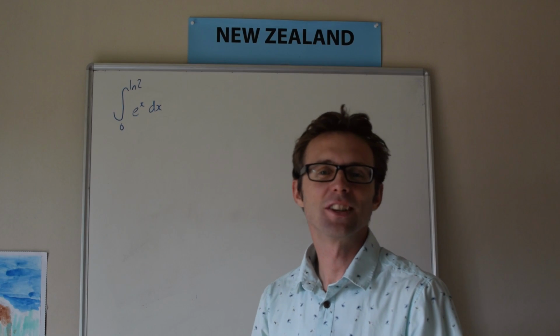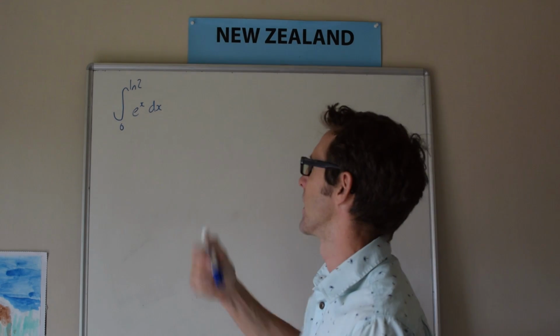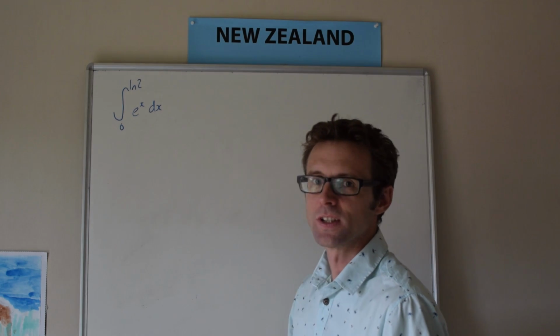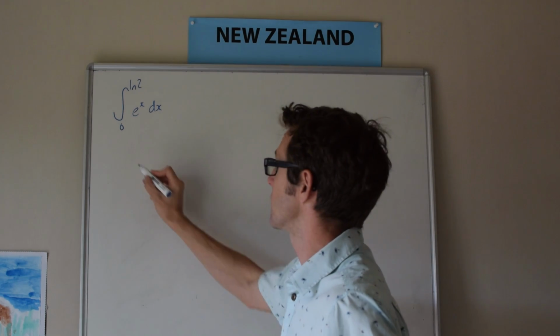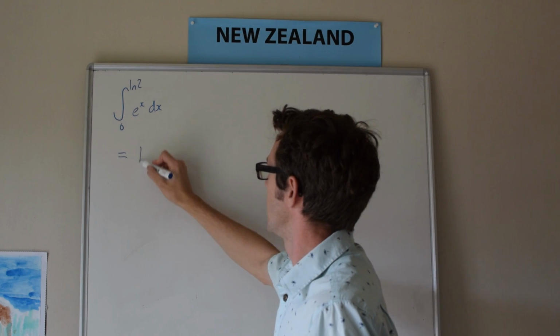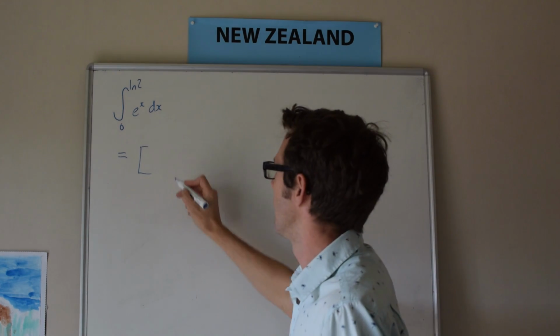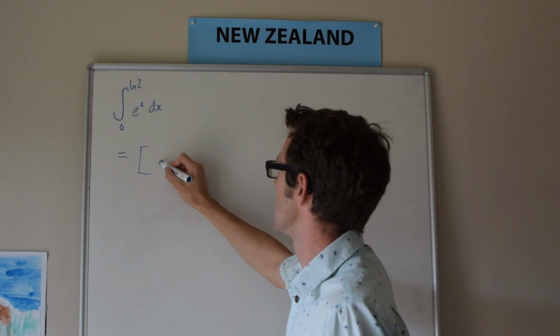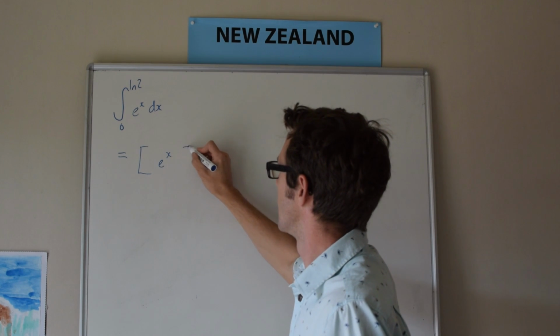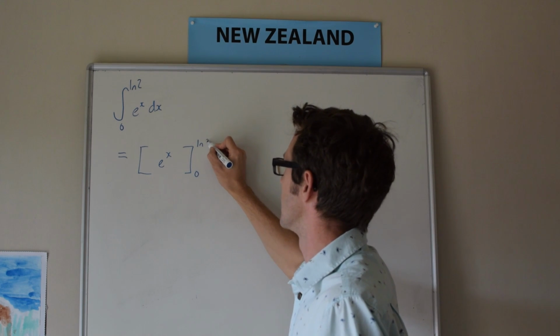Okay, so we had a couple of questions from our online Zoom session this morning, and this was one of them. How do we do this? So this is a definite integral, so our first step would be, okay, we're looking at the integral of e to the x. Well, we know that this is simply going to be e to the x. And we're looking between 0 and ln 2.